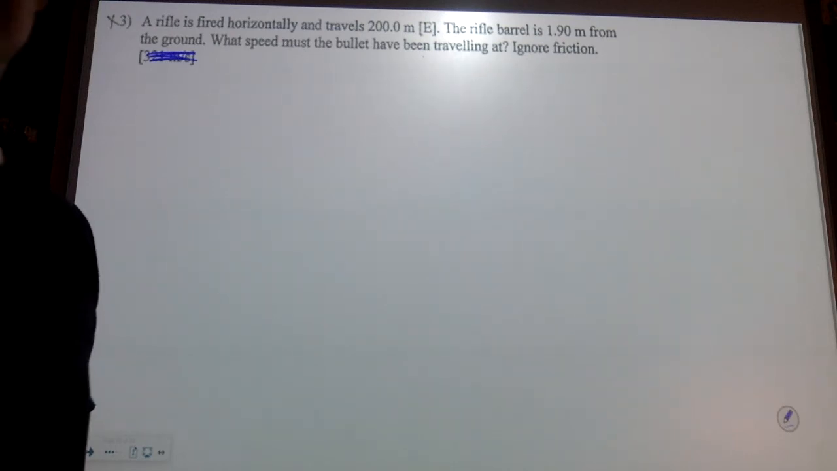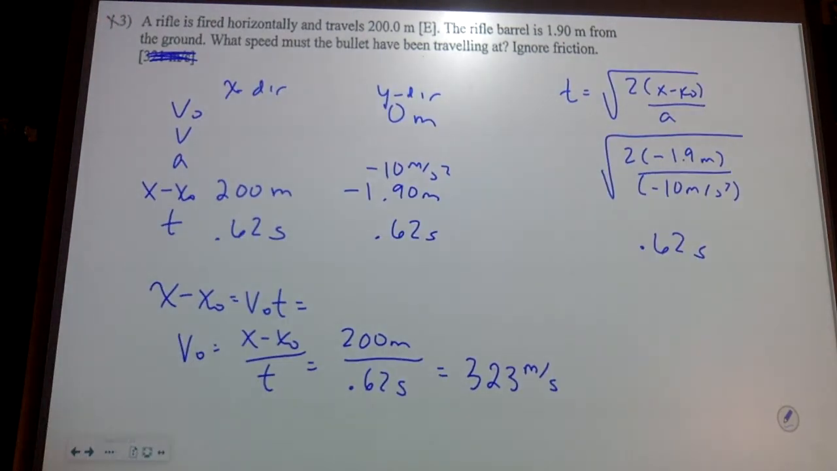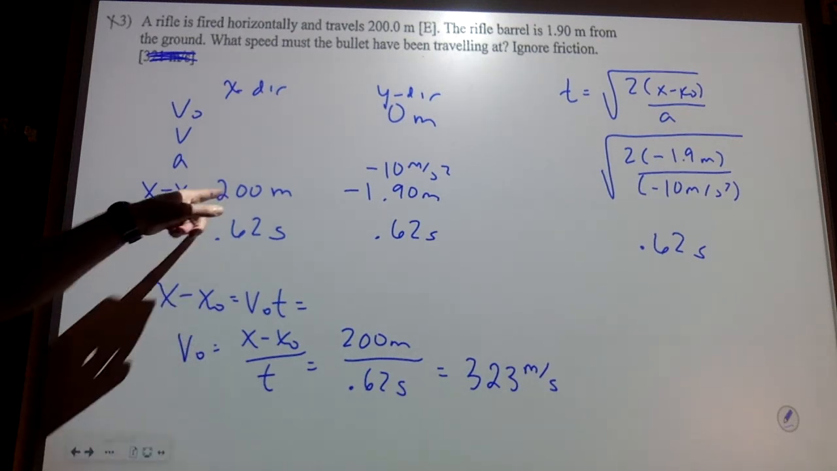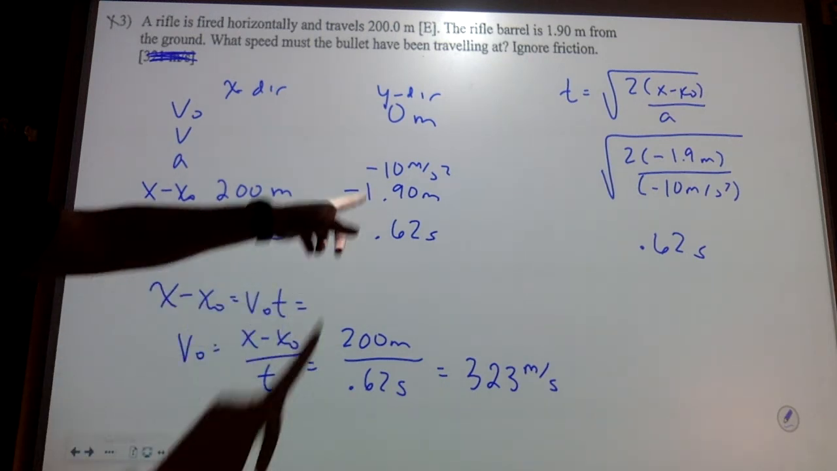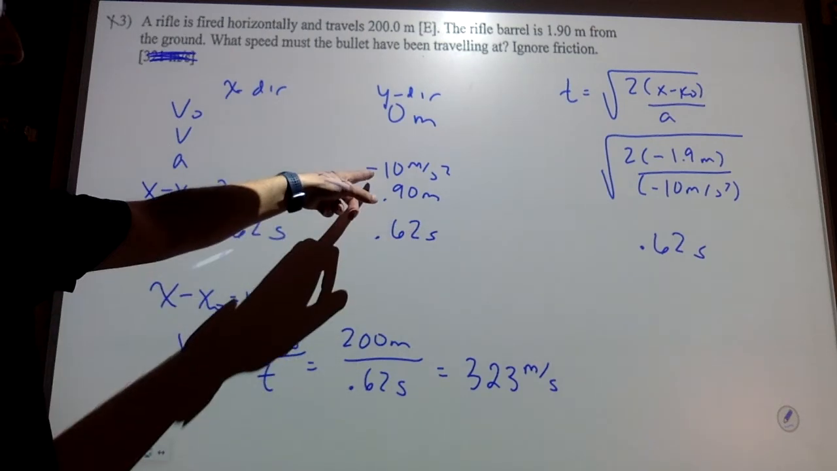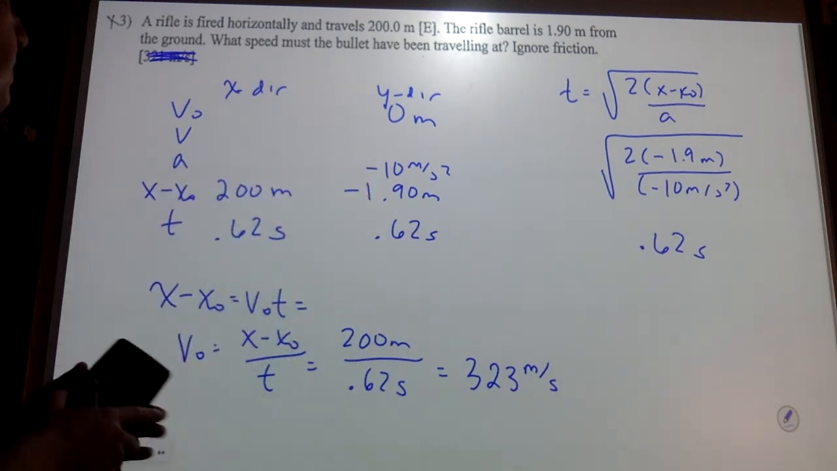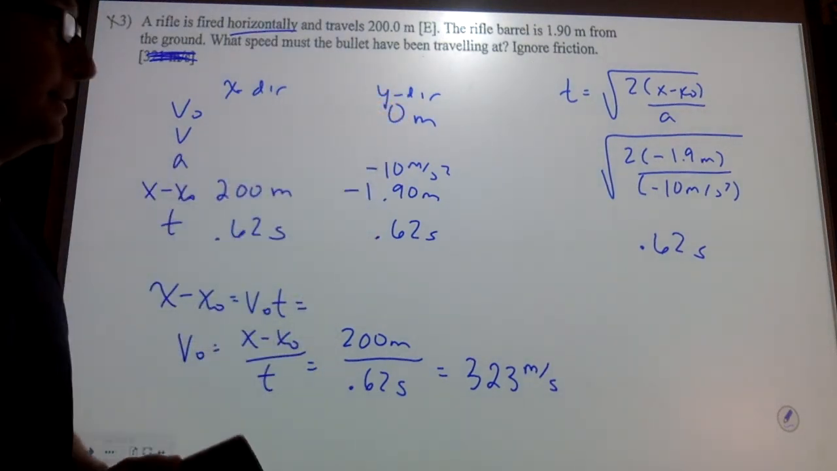Let's see if you can get the initial velocity in the x direction. Okay, so in this one, we're not given the velocity in the x direction. We need that, but they're telling us how far the bullet goes sideways. It goes 200 meters sideways. In the y direction, I know that it's going to fall negative 1.9 meters, and the acceleration is going to be negative 10. And since it's fired only horizontally, it has no vertical velocity.